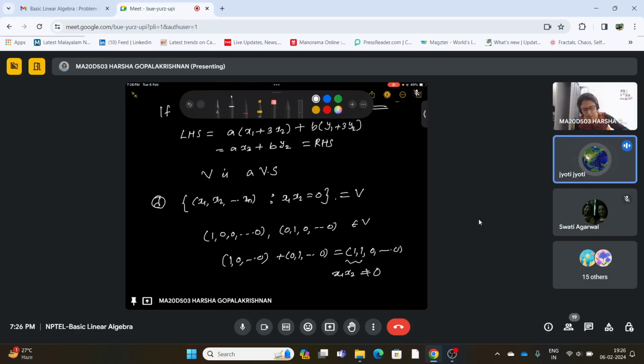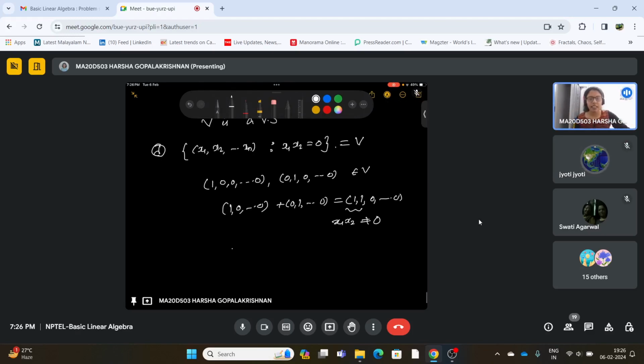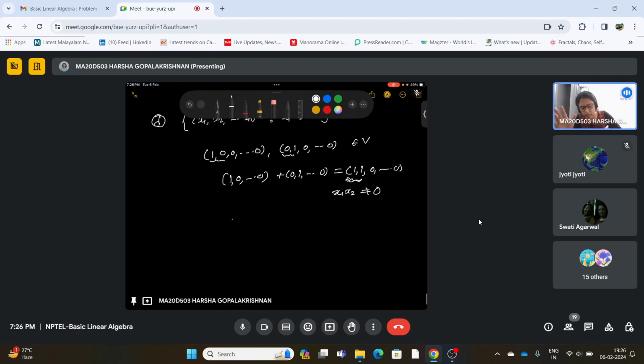Okay, so this is the thing: we need to find x1, x2, y1, y2 such that x1 x2 equals 0 and y1 y2 equals 0, but in their sum, whatever we are getting, here it is (1, 1). It is 1 times 1, not equal to 0. So the only thing is we need to consider the elements wisely. That's all.